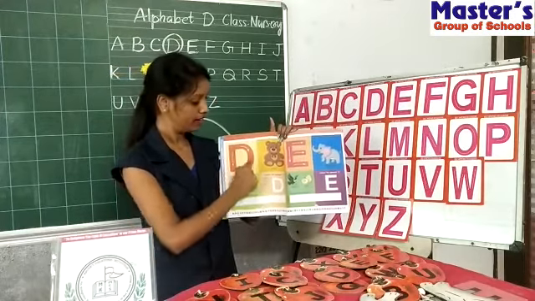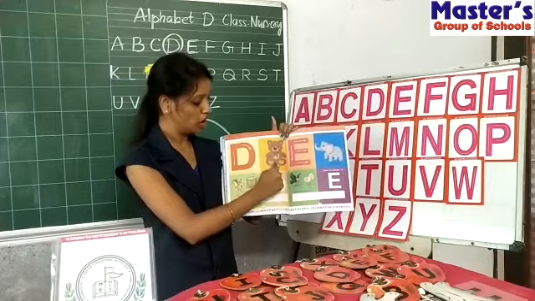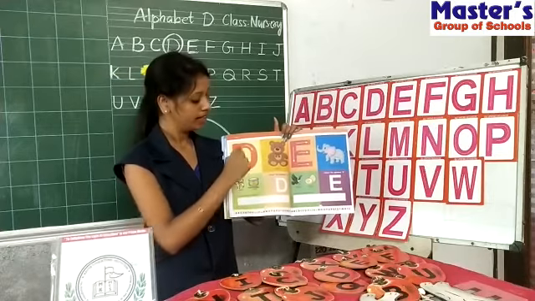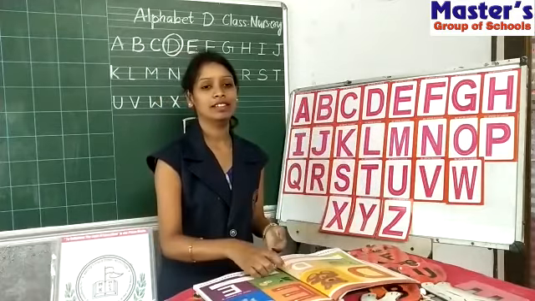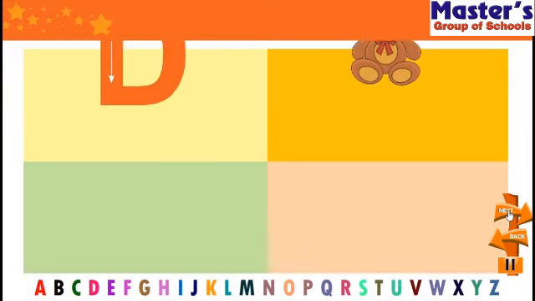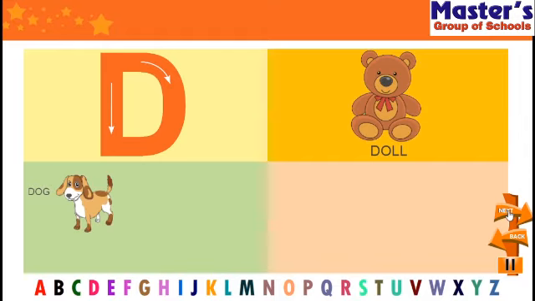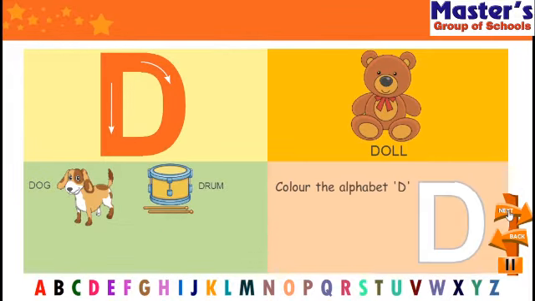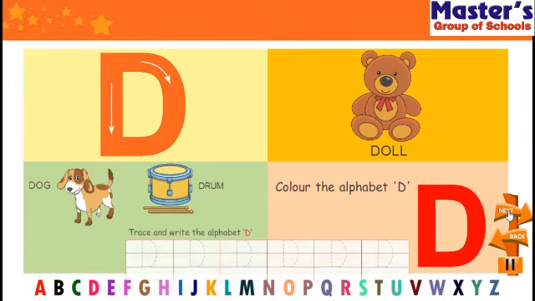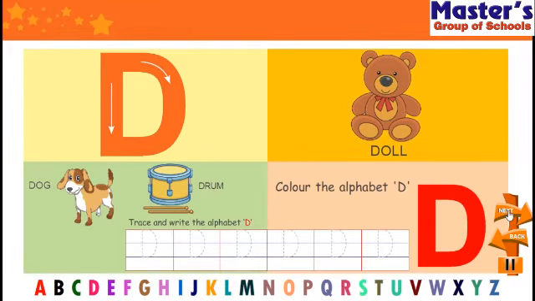Alphabet D. D says doll, D says dog, D says drum. Okay, very good. D. D for doll, D for dog, D for drum. Color the alphabet D. Trace and write the alphabet D.